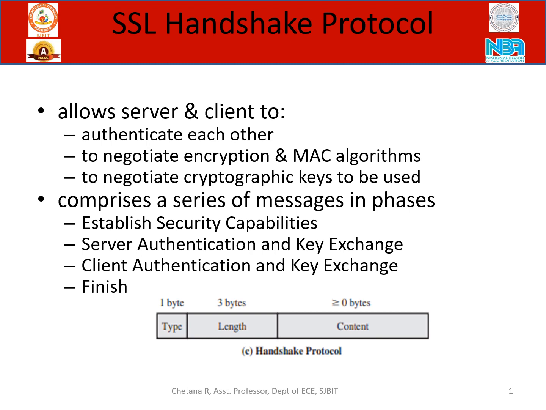SSL handshake protocol. So this is how the handshake protocol happens. As I told you, it comprises 1 byte for the type, 3 bytes for the length, and greater than or equal to 0 bytes for the content. Establishing the connection between two parties is taken care of in 4 different phases: first, establish security capabilities; server authentication and key exchange; client authentication and key exchange; and finally, finish the process.